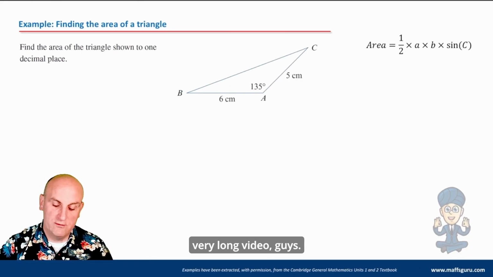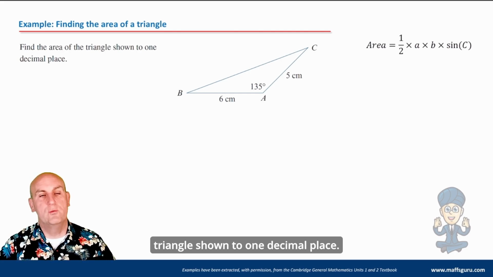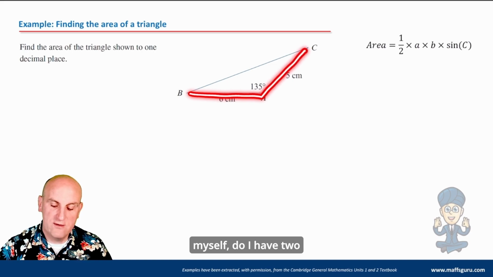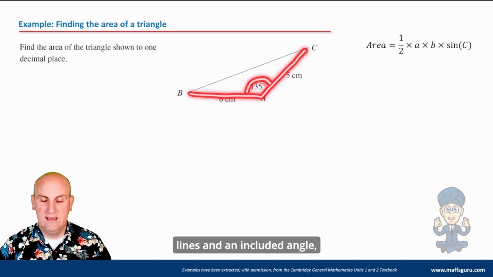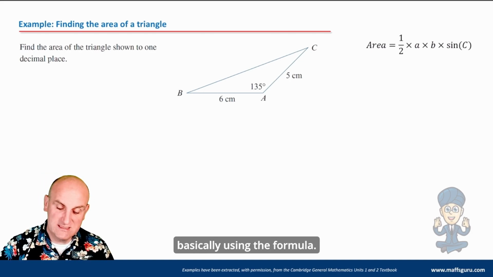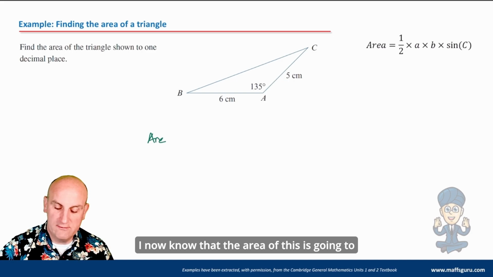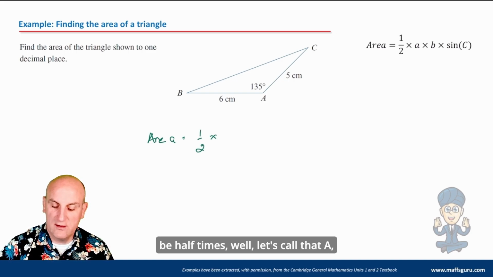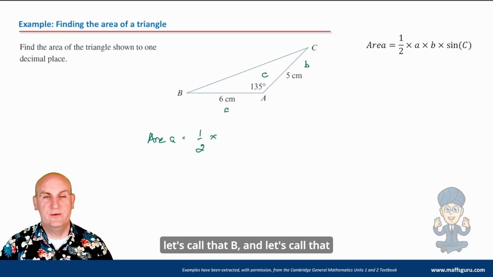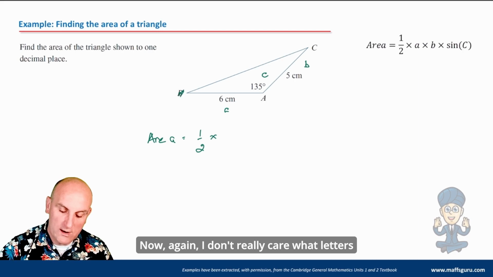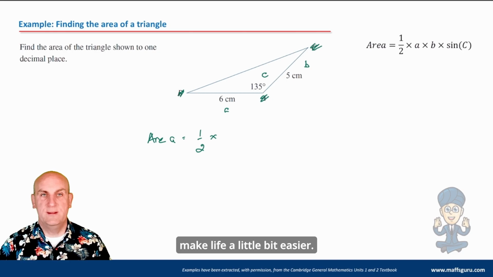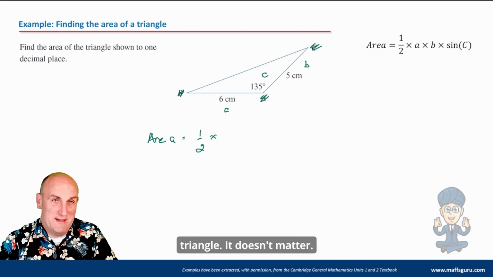This really won't be a very long video, guys. Find the area of the triangle shown to 1 decimal place. What I tend to do is ask myself, do I have two sides and an included angle? I absolutely do, so I'm just using the formula. The area of this is going to be 1/2 times, let's call that a, let's call that b, and let's call that capital C. I don't really care what letters they've written on here. I'm just going to use the ones that fit with the formula to make life easier, and I can relabel the triangle. It doesn't matter.